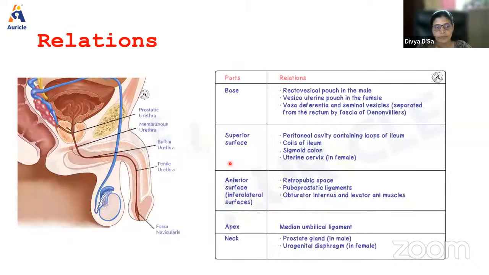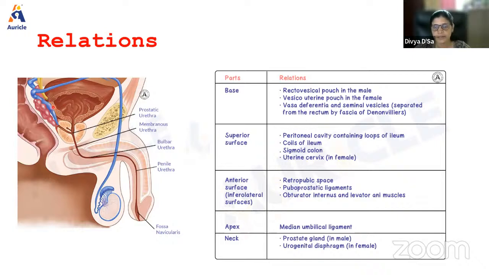Now when we come to the relations, the base of the bladder, behind the base of the bladder, there is the rectum in males, whereas in females, the uterus will be there.